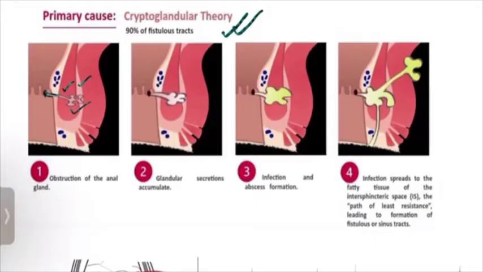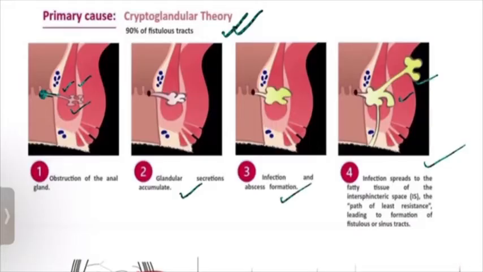Okay, so once there is obstruction of the opening of this anal gland, when this anal gland opening is blocked, glandular secretions accumulate, and then infection and abscess formation occurs, and then this infection spreads to other tissues like the external anal sphincter or the ischioanal fat and all.